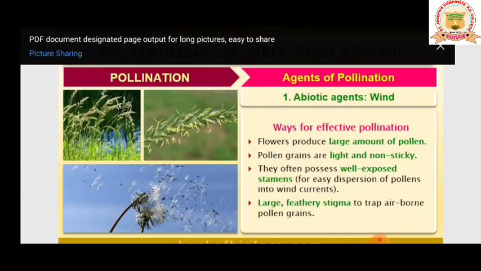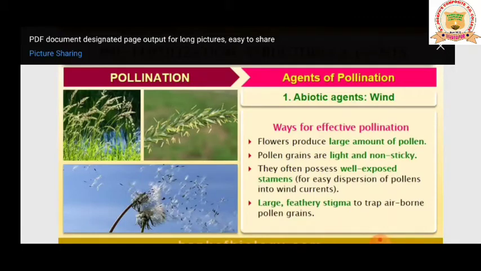In my previous video, we were trying to understand abiotic agents, that is, the characteristics of wind pollinated flowers. These wind pollinated plants should have a large number of pollen grains. Pollen grains are light and non-sticky. They often possess well-exposed stamens for easy dispersion of pollen into wind currents, and a large feathery stigma to trap airborne pollen grains.